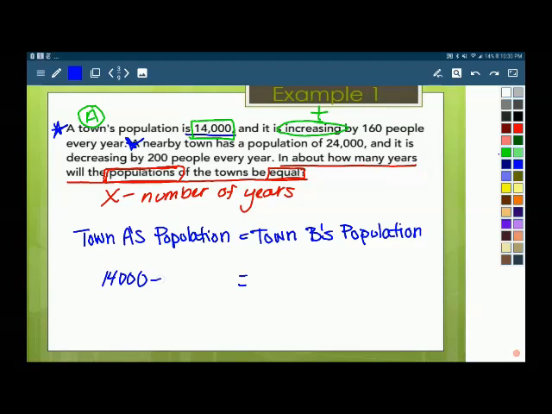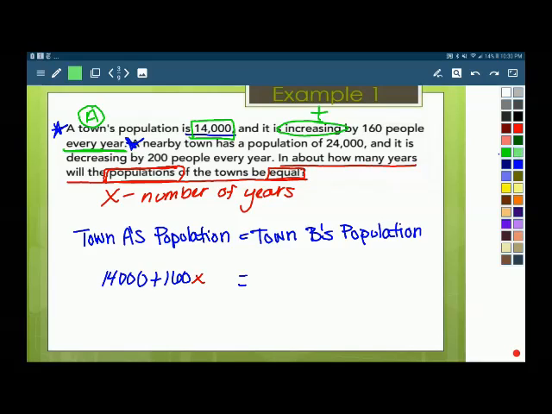So increase meaning plus, and then 160, but it's not just increased by 160 one time. It's increasing every year. Do we know how many years it's increasing for? No, that's actually what our x represents, the number of years. So it's 160 times the number of years x. We're adding 160 every time a year goes by. We're going to do the same thing with the opposite side and town B's population.